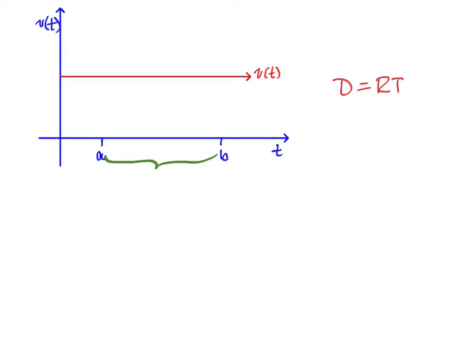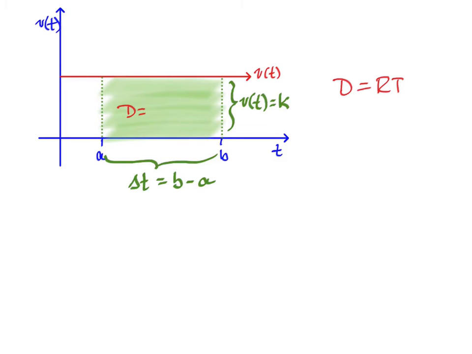And the time is the time interval, delta t, which is just b minus a. And the rate is a constant rate, which is just some number, k. So, for example, 50. And what are we doing? Well, we're multiplying rate times time. We're calculating the area of a rectangle. So that's the distance problem if we have a constant rate. We're just finding the area of a rectangle.